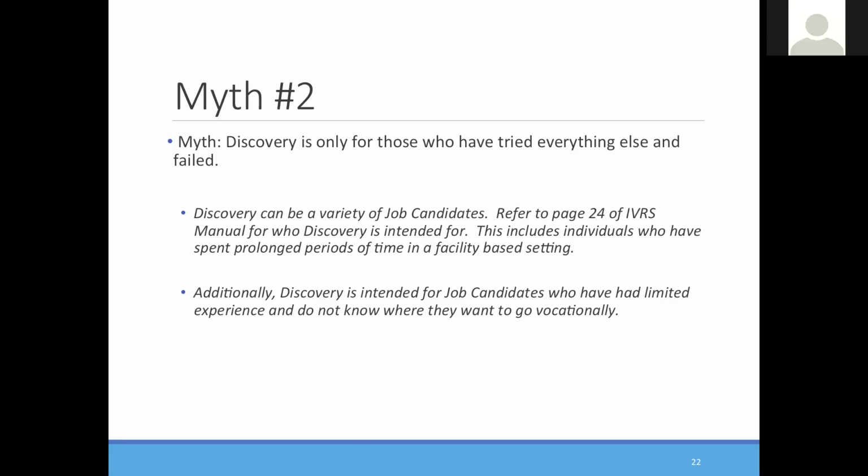All right. So myth number 2: discovery is only for those who have tried everything else and failed. Discovery can be a great support for a variety of job candidates, right? So refer to page 24 of the VR manual that outlines exactly who it's intended for. Additionally, discovery is intended for job candidates who have had limited experience, or maybe are not sure where they want to go vocationally, and particularly if we're working with folks that are transition age and have limited life experiences.